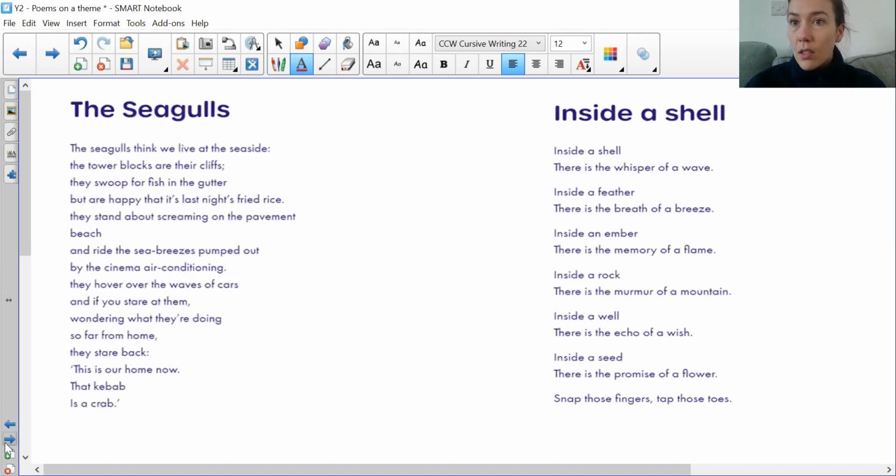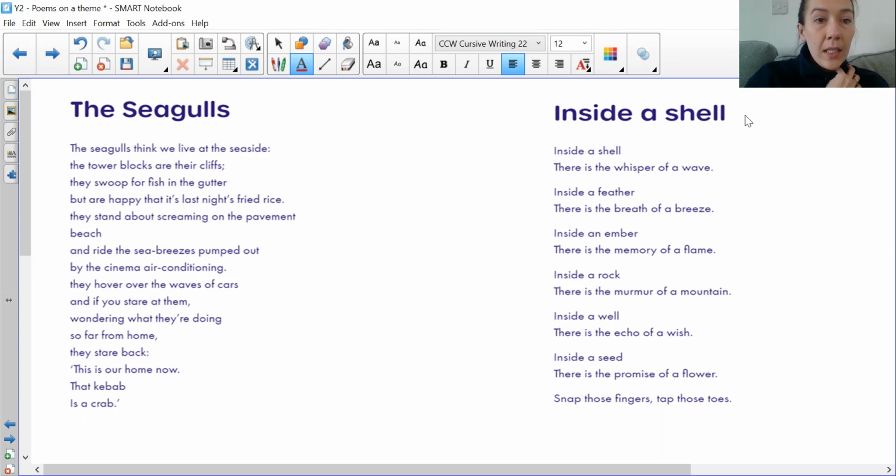Okey-doke. So to start off, I've got two different poems here. I'm on a mission to help us to read as many seaside poems as possible so that we have lots of inspiration and ideas for when we come to write our own. So the first one, we've got the seagulls, and I'll read through them with you.